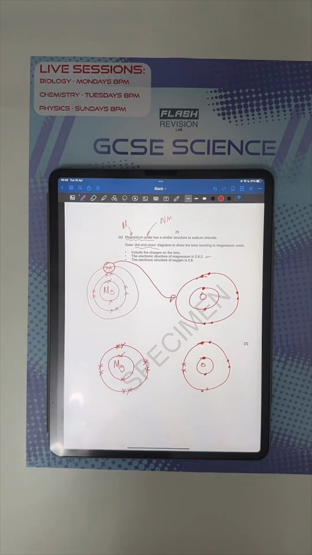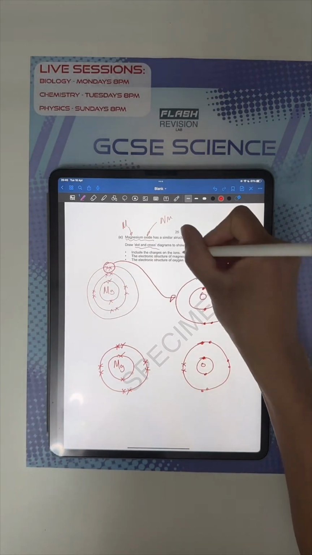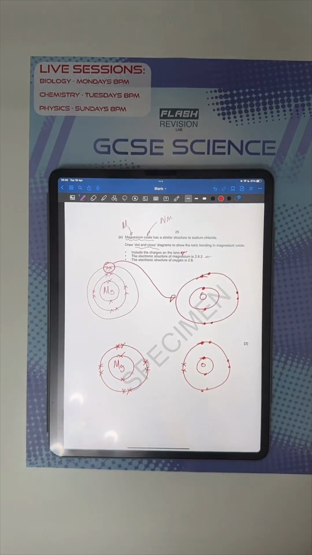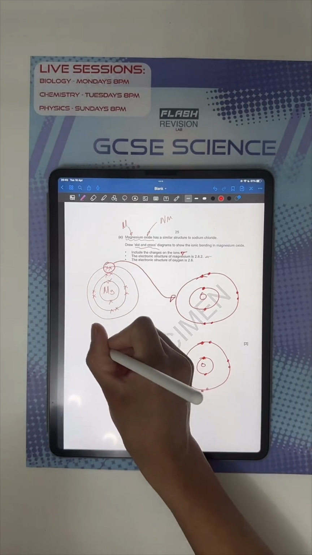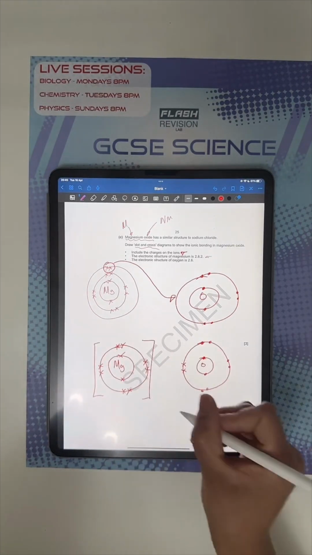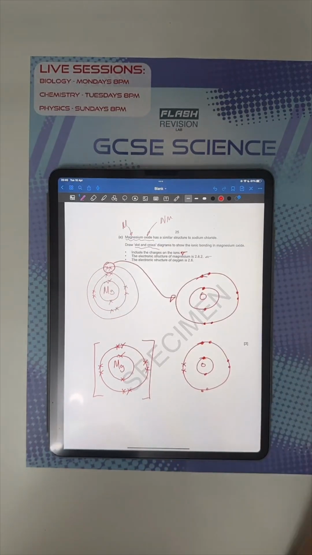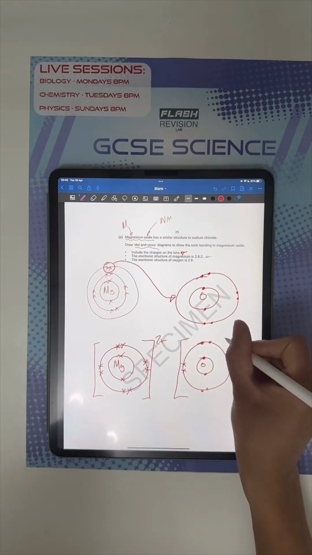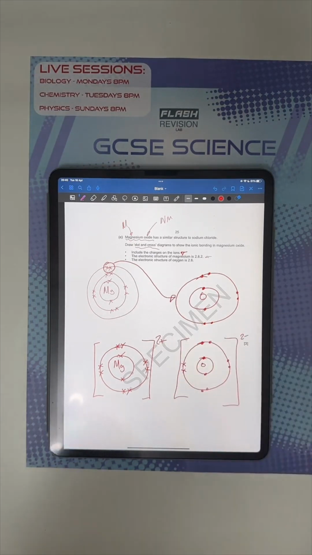What else do we need to do then to complete this question? We have to give it its charges, and exactly, well done guys. So we need to put square brackets and the charges. This one has lost 2 electrons. It's going to have a 2 plus charge. This one's gained 2 electrons. It's going to have a 2 minus charge. And that's the answer for that one. Does anyone have any questions about this?